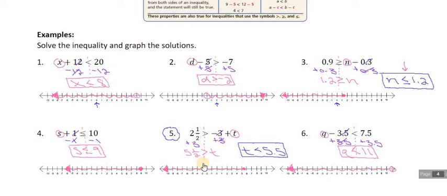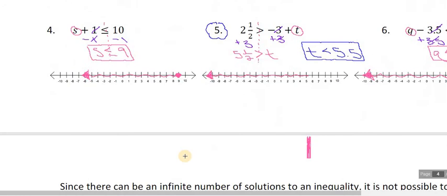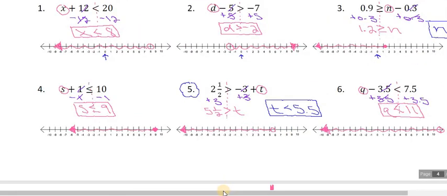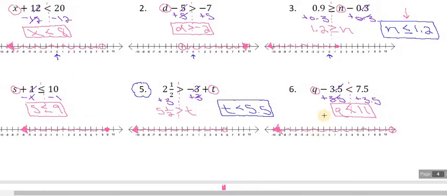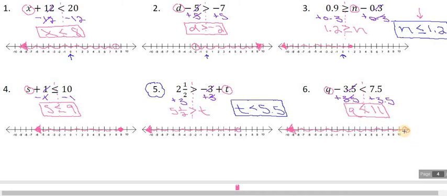And actually, I wasn't paying attention when I was doing this. That needs to be an open circle at 5.5. These number lines are extremely tiny so that I could fit everything on a couple pages here. So open circle at 5.5, shaded to the left. And then for number 6, when we get q by itself on the left-hand side, we have q is less than 11, so we needed to go up to 11 on the number line, open circle, and shade to the left.